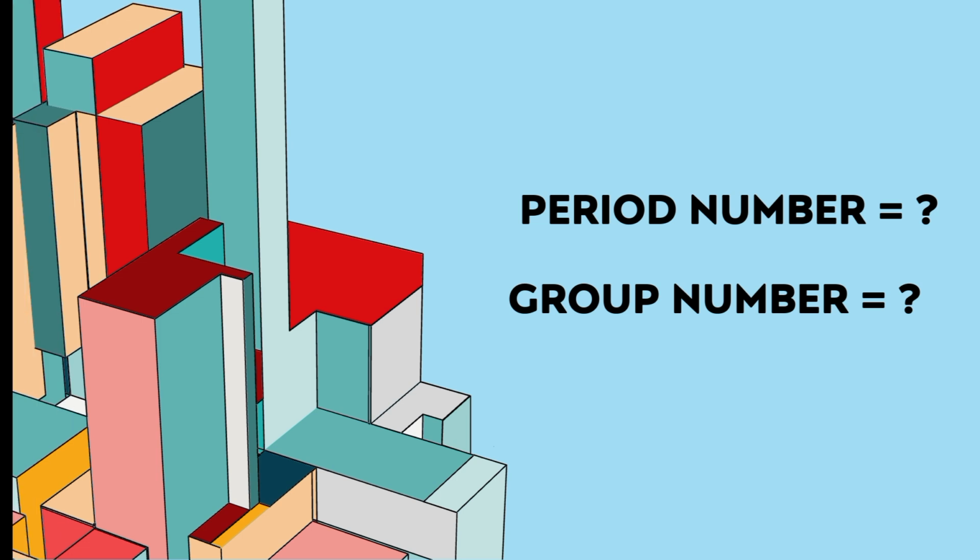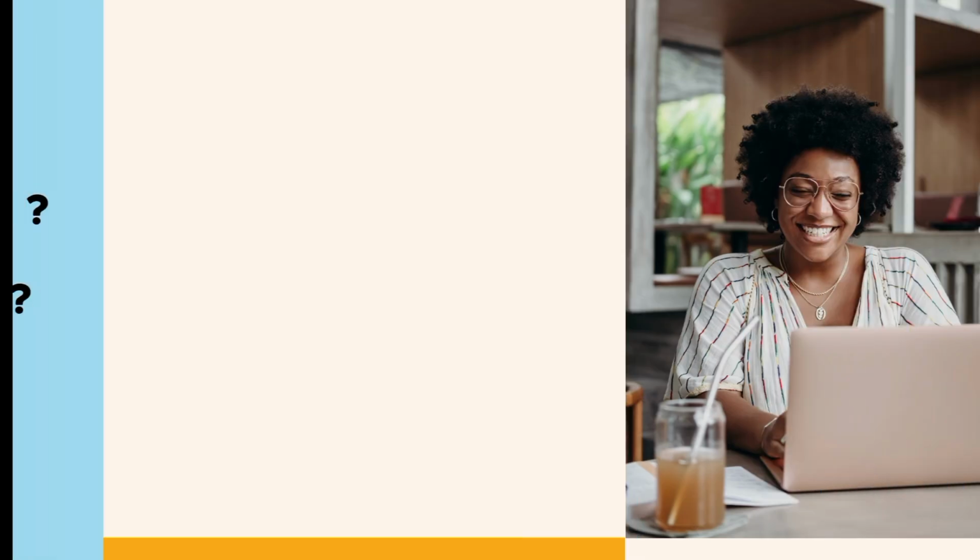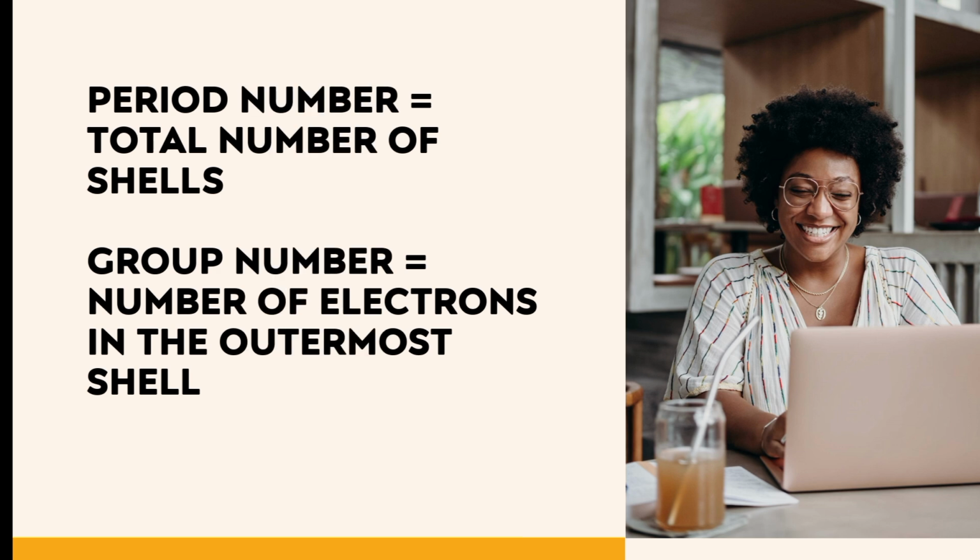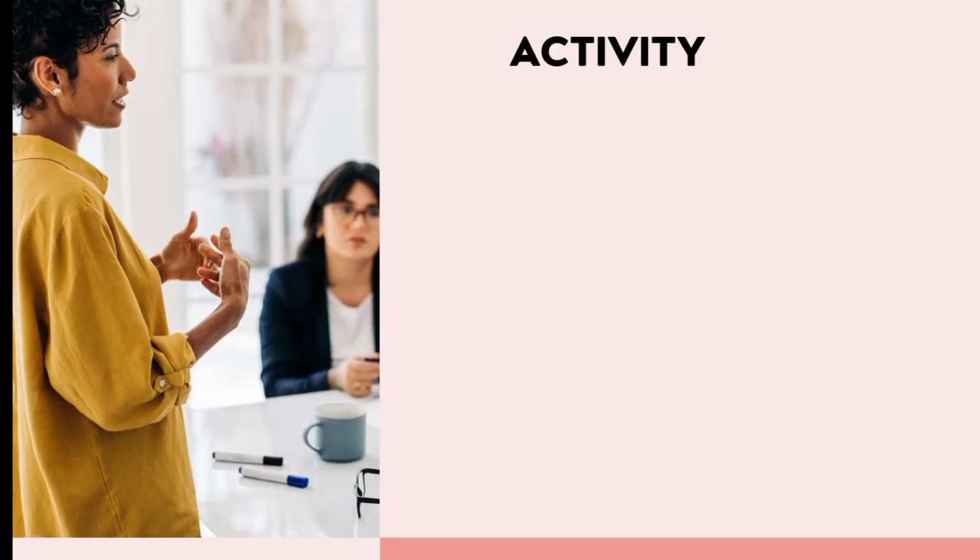Before moving to the activity, recall from the previous lecture what the period number and group number tell us. Yes, you are right. The period number tells us the total number of shells and the group number tells us the number of electrons in the outermost shell. So now we will start our activity.